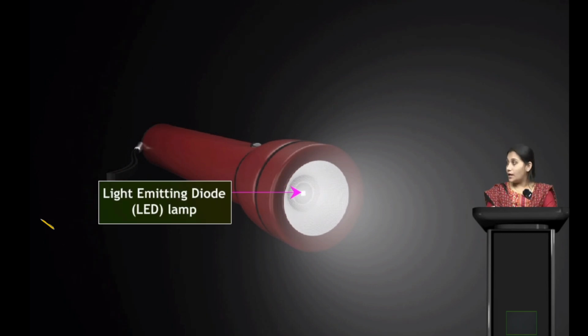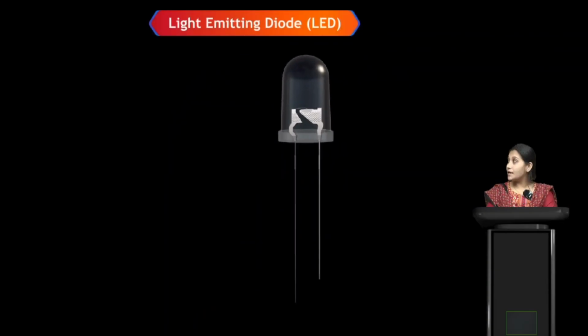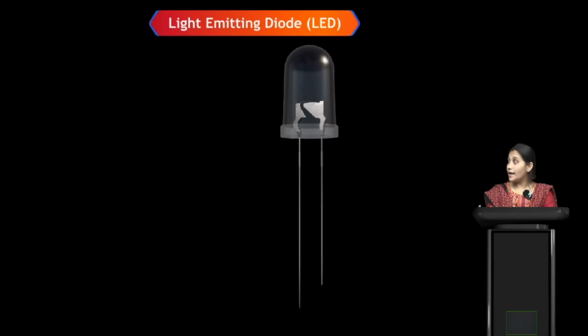In the LED, the light emitting diode lamp, in some torches, what happens? From the LED part, the light is emitted. In the earlier torch, from the filament, the light is emitted. But in the LED case, in some torches, from the LED part, the light is emitted. So this is the light emitting diode, or LED. The full form of LED is light emitting diode.